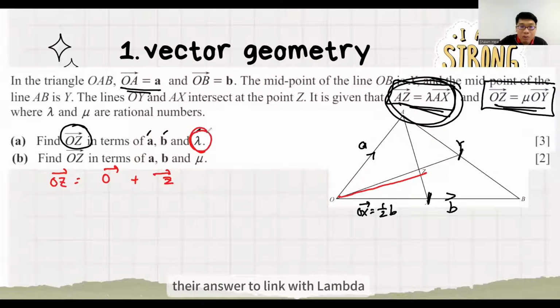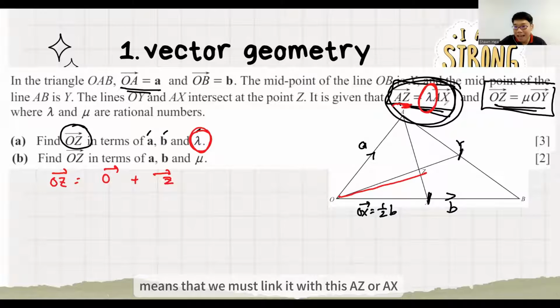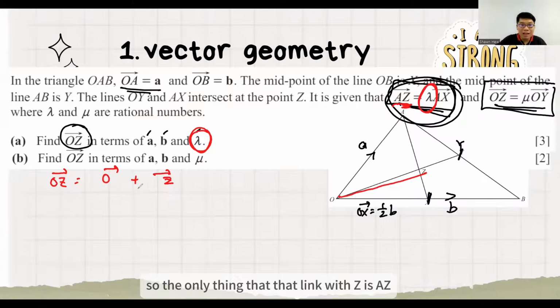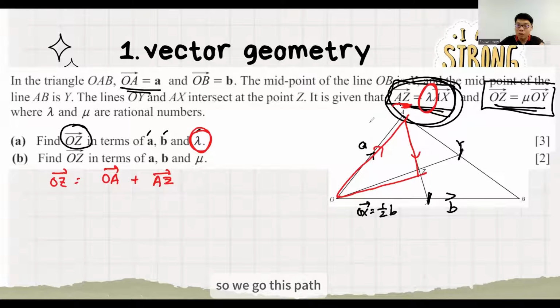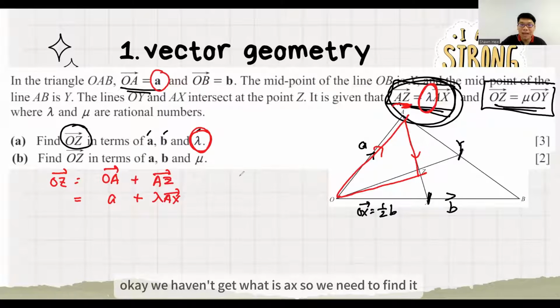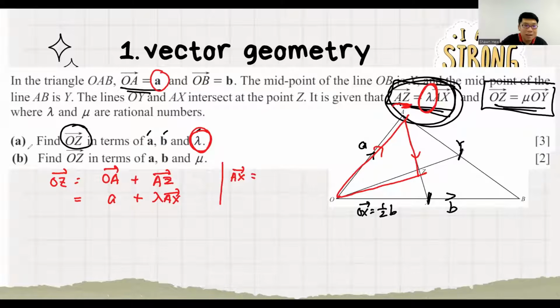They ask us to link with lambda, meaning that we must link it with this AZ or AX. So the only thing that links with Z is AZ, agree or not? Then here we choose the path of O go to A go to Z. So we go this path. OA is given as A. And then what's AZ? Oh, AZ is lambda AX. Okay, we haven't got what AX is, so we need to find it so we can substitute here.